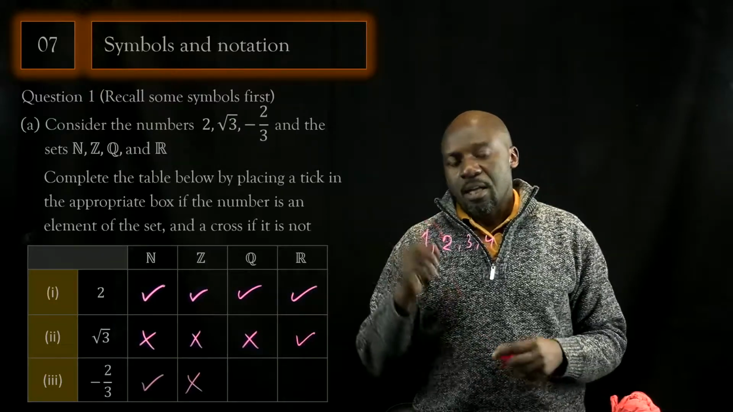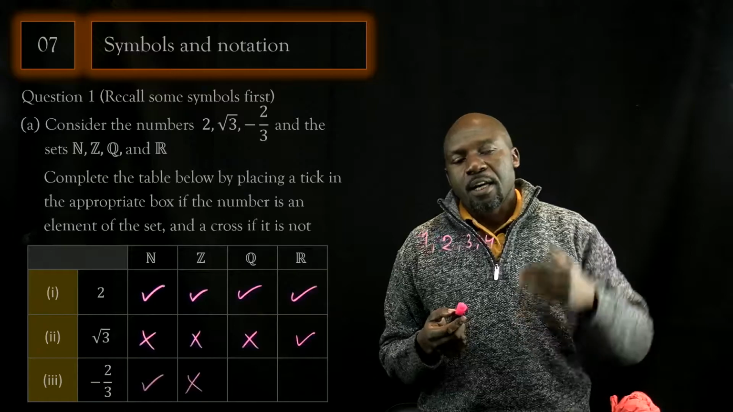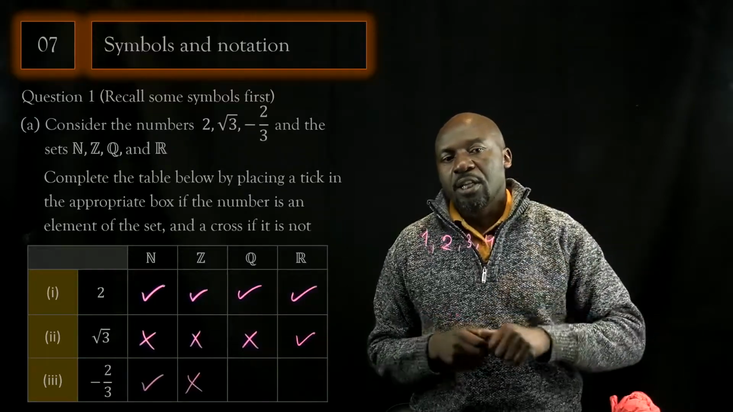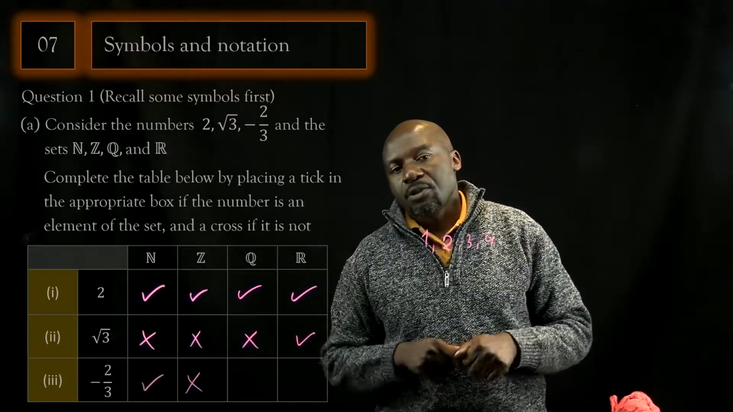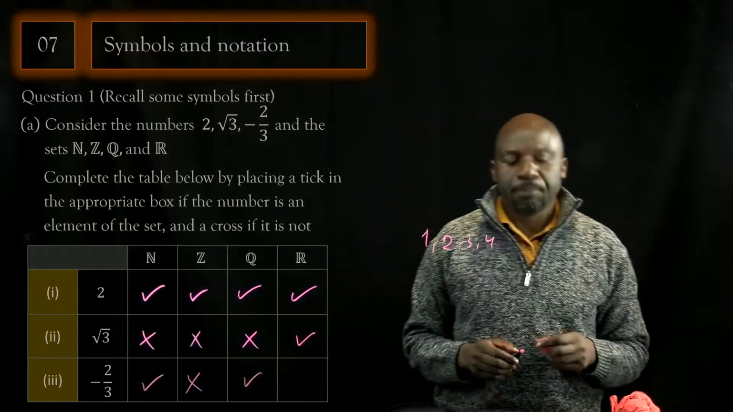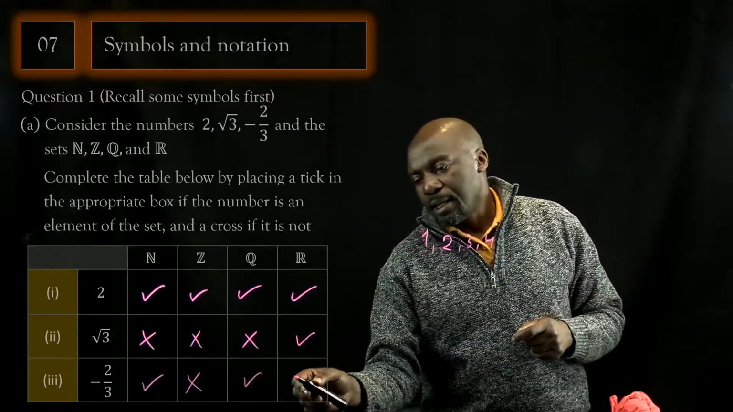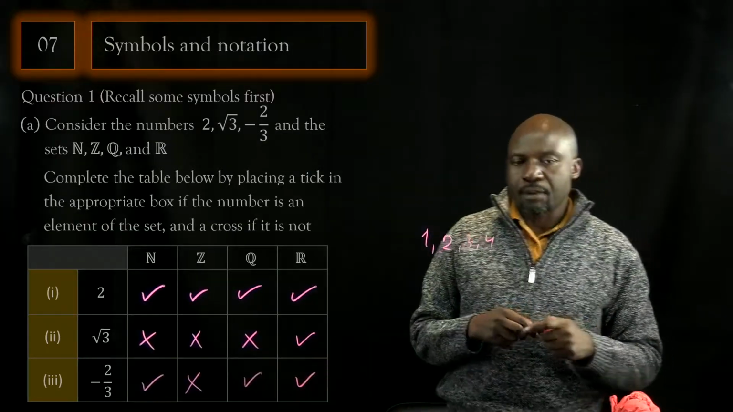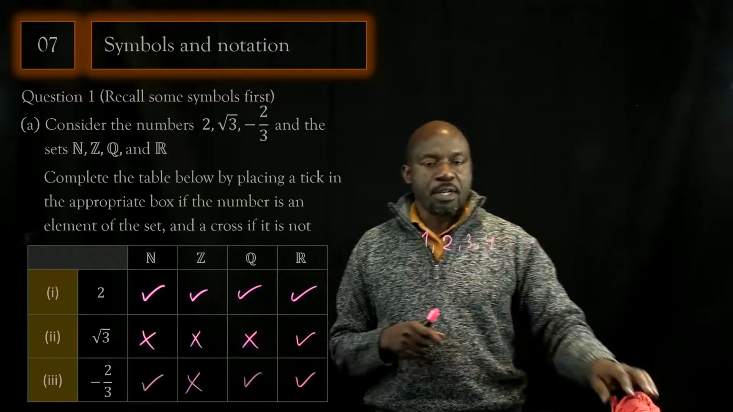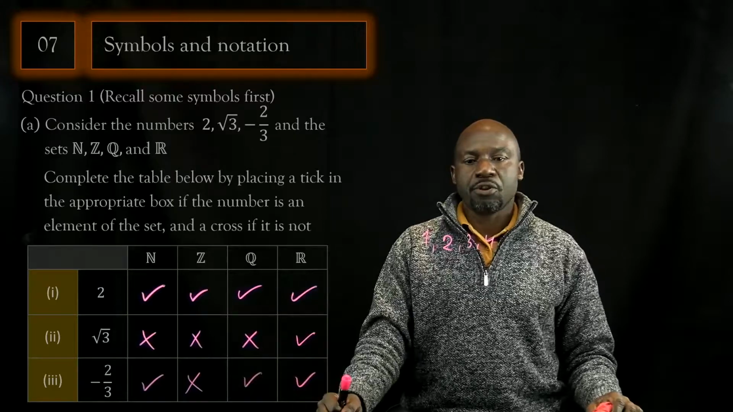Is it a rational number? Can it be expressed as an integer over an integer? And the answer is yes. So it is, in fact, a rational number. Is it a real number? All numbers in the number line are real numbers. And therefore, this is the result of what we would expect you to do for a question like this.